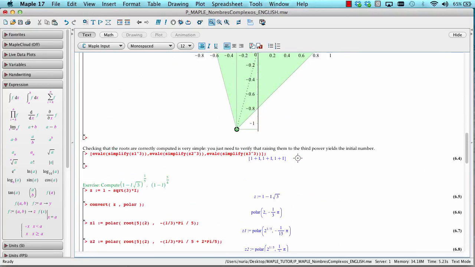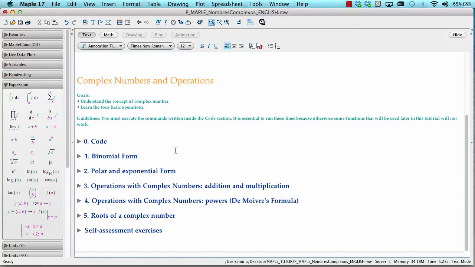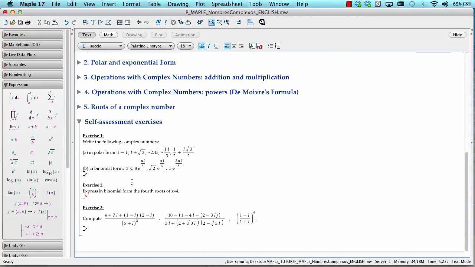So with this you have seen all the things you need to know about complex numbers and Maple. If you want, I suggest that you do the following exercises. And if you see that you can do them, it means that you have understood the lesson perfectly.